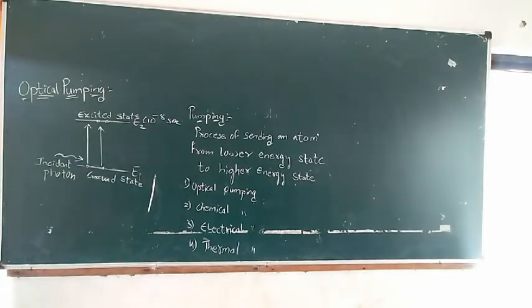So kindly observe, what is pumping? Pumping is the process of sending an electron from a lower energy state to the higher energy state. If we give optical energy, then that pumping process is known as optical pumping. And next, if we give chemical energy as an incident energy to the ground state, then it is known as chemical pumping. If we give electrical energy, that process is known as electrical pumping. And if we use heat energy as our incident energy to the ground state, then that process is known as thermal pumping. So by today we completed the working principle of a laser.